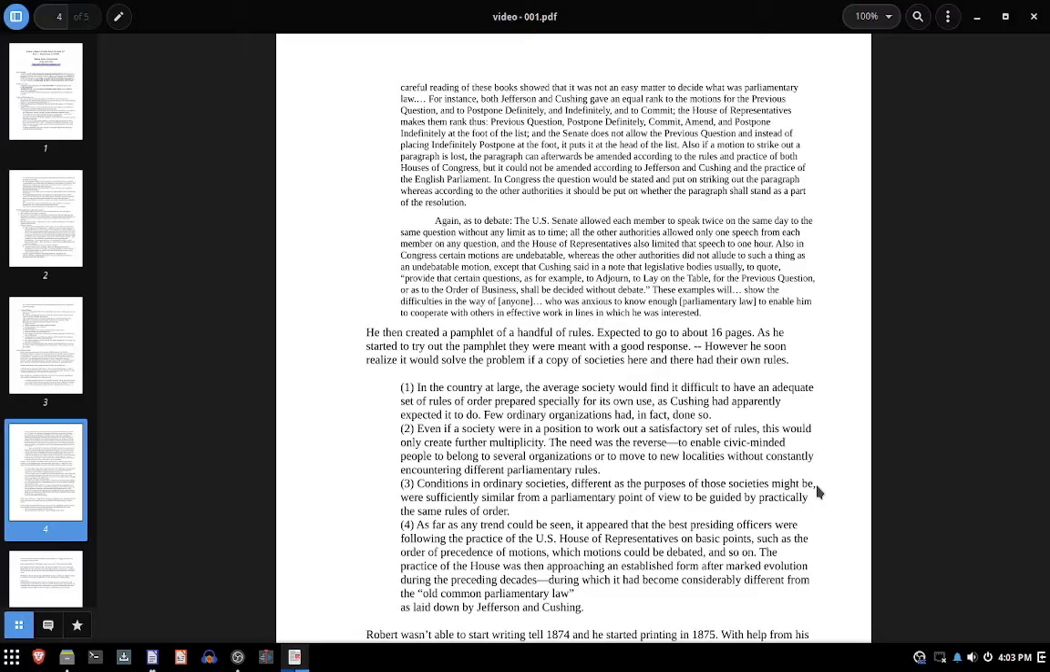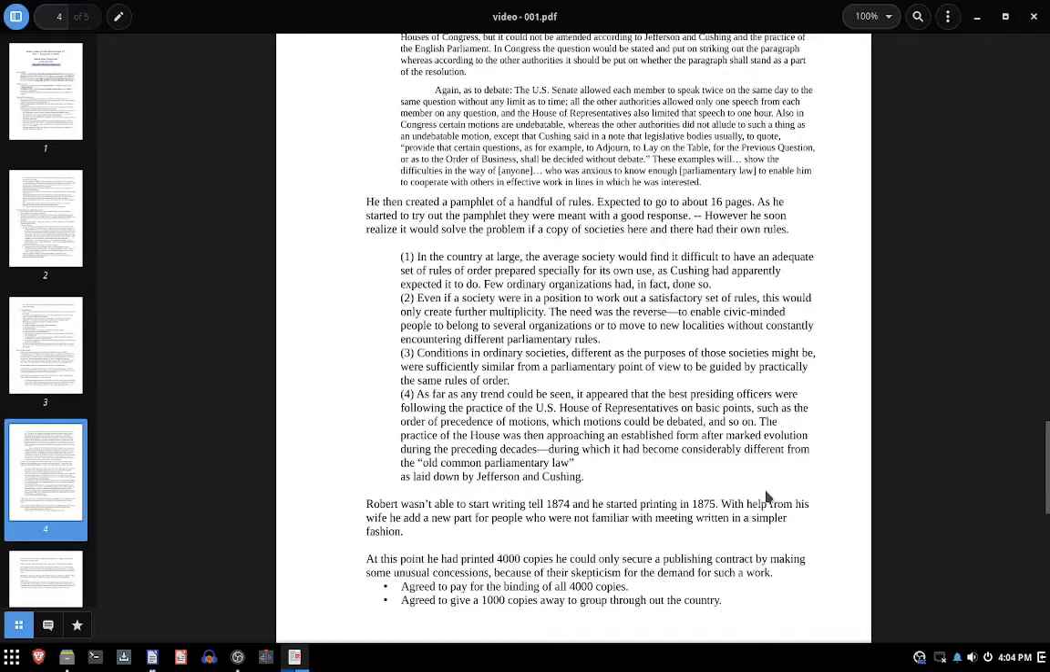This later led him to create a pamphlet of about 16 pages, and he started to try it out. It had some good responses, but he soon realized that it would not solve the problem if a couple of societies here and there had their own rules. And so this led to a few conclusions.